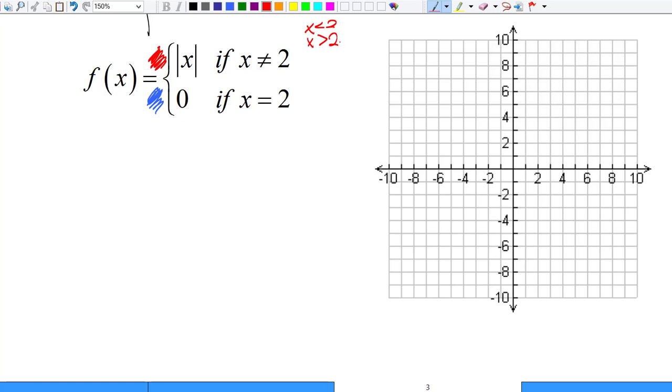Anything less than 2 isn't equal to 2. Anything also greater than 2 is not equal to 2. So I want you to kind of think about this as two parts, to the left of 2 and to the right of 2, but not equal to 2, okay? The blue is the only part that is equal to 2.